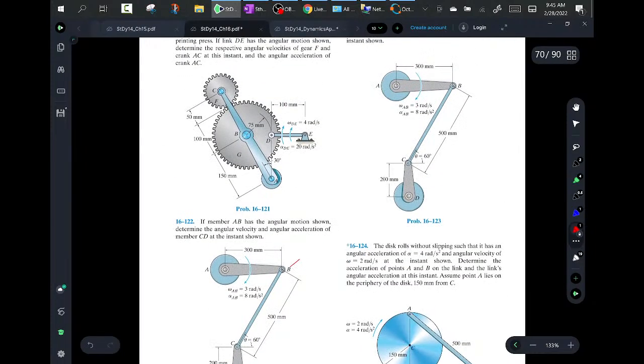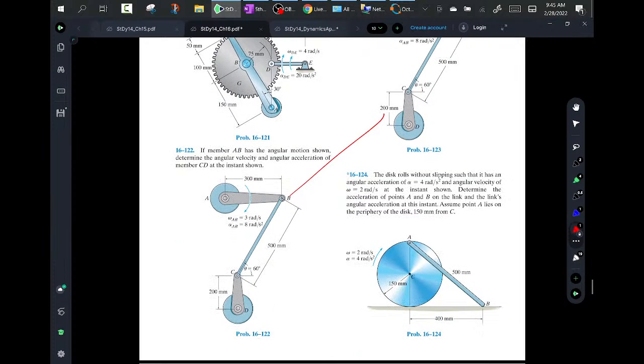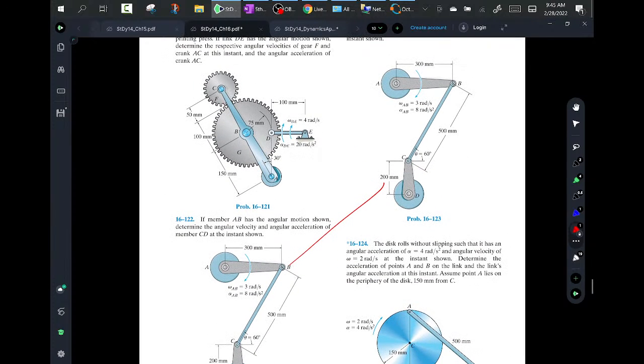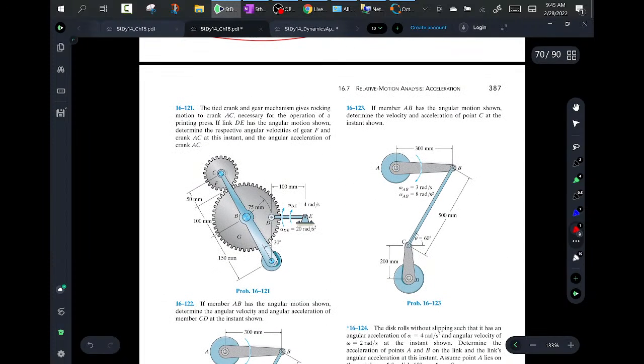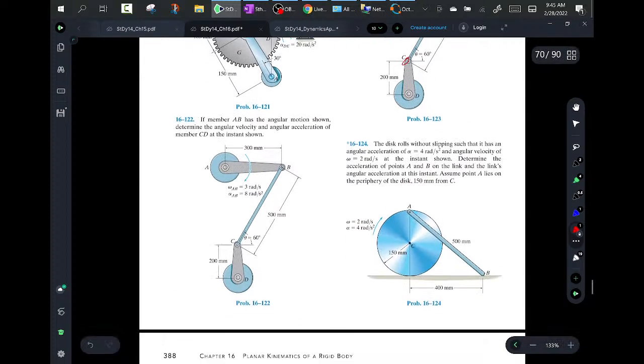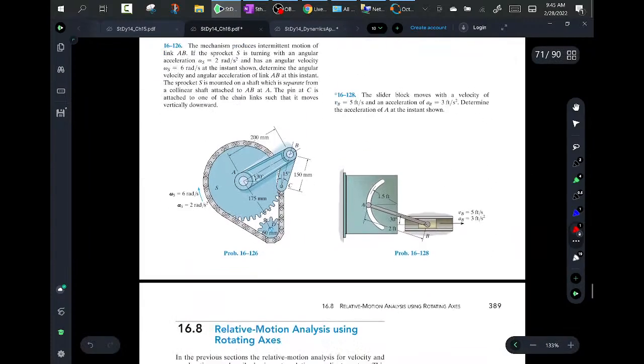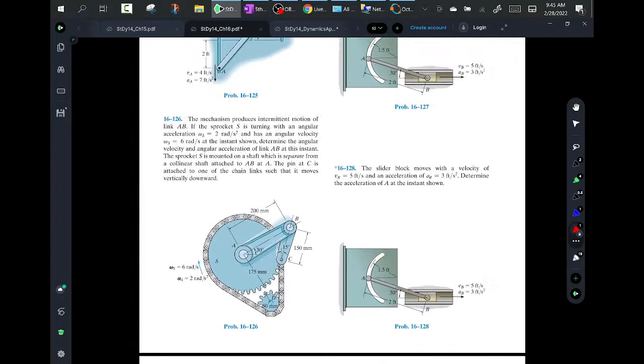What is the difference between that and that? Let's see. What is he asking different? Remember that extension? And the acceleration of point C. Where is point C? Oh, that there. So he's just asking two questions about the same thing. That's probably enough problems for it. Although that one looks pretty cool.